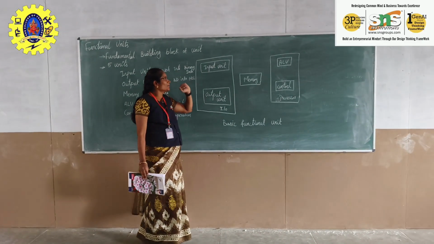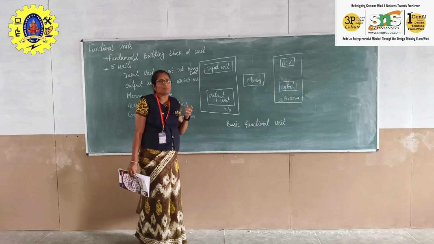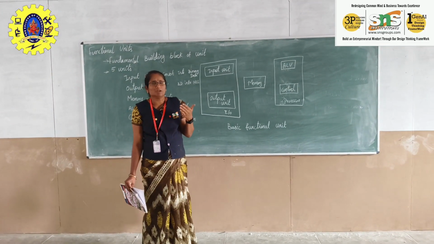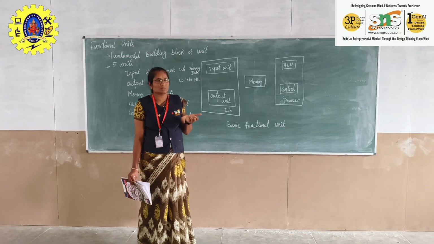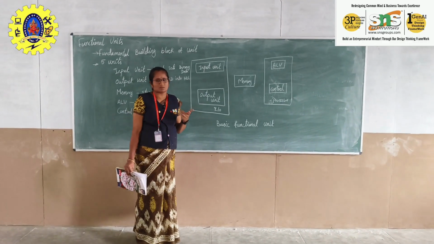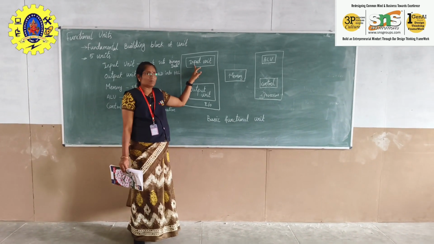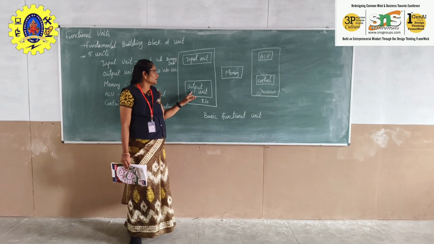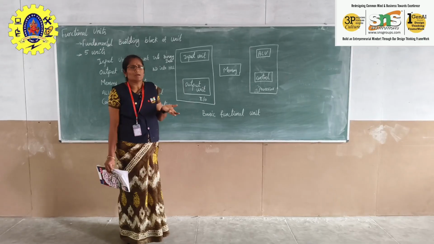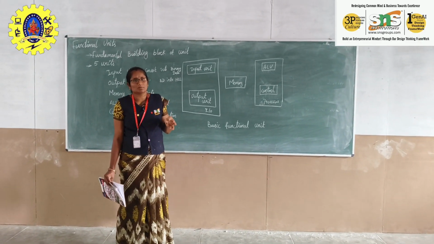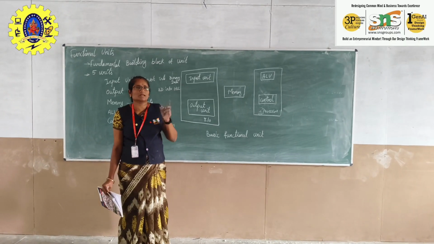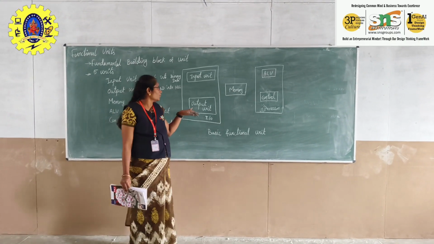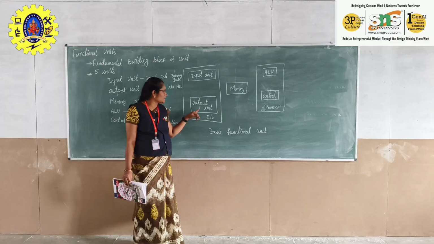We can see examples for the input unit. The input, as we already know, is given by the users through a keyboard, mouse, or we can also use joysticks. Those come under examples of the input unit. Then the output unit may be a printout. If you want to show the output on the console, we will use the monitor. So the monitor and the printer are examples of the output unit.